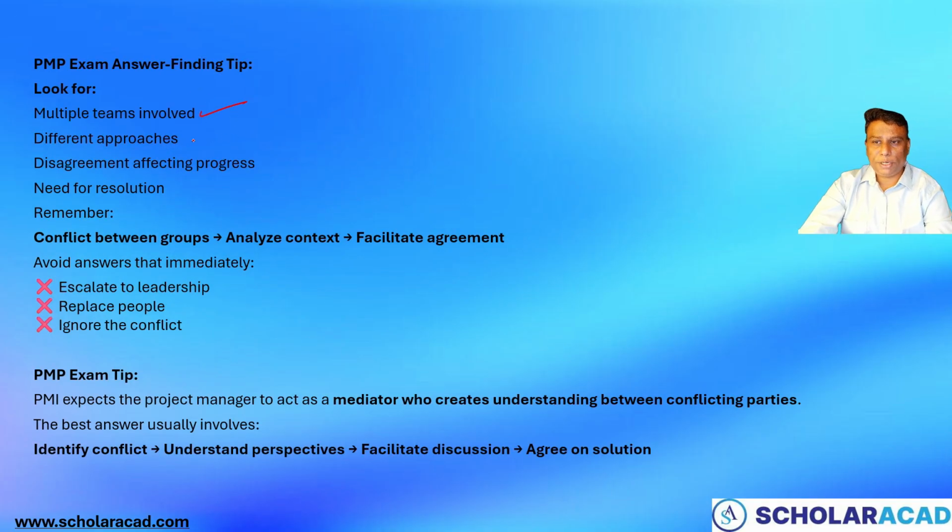Multiple team involvement, different perspectives, approaches and disagreements. What is the solution we are looking for? So what is the approach? Conflict between the groups: analyze and facilitate to get the alignment and collaboration. So we should not do unnecessary escalations, replace the people, or ignore the conflict. So what should we focus on in the exam? Conflict, different perspectives, discussions and agreeing on the solutions. So this is the right approach from the exam point of view.